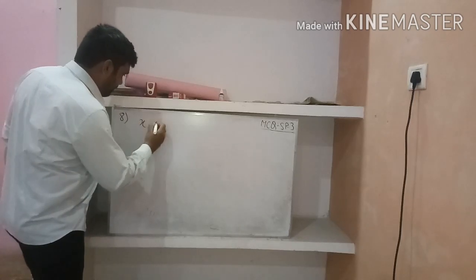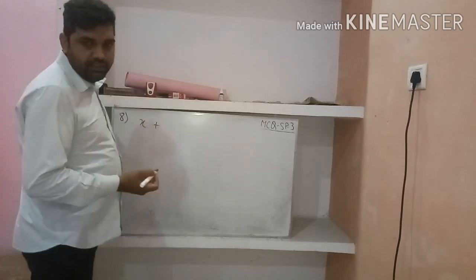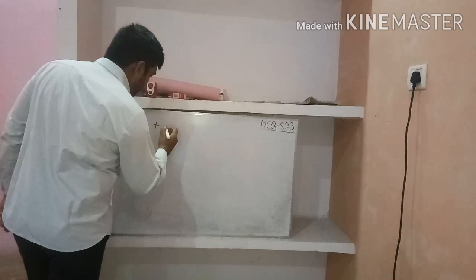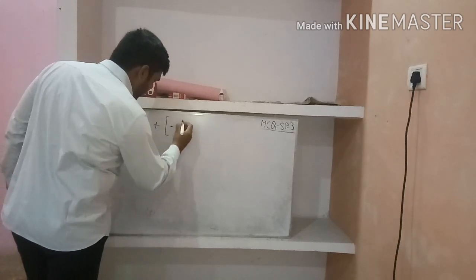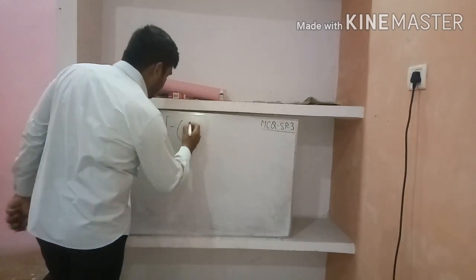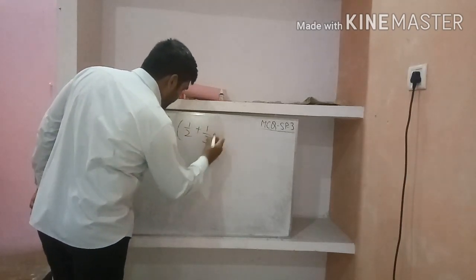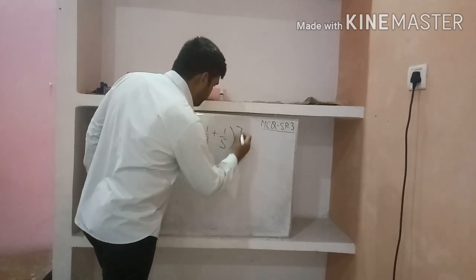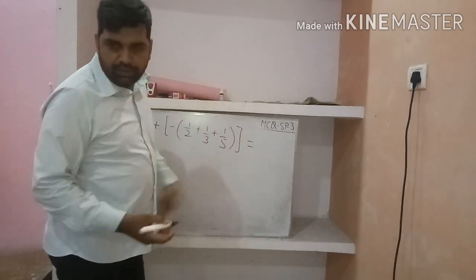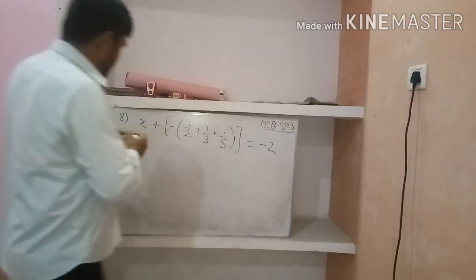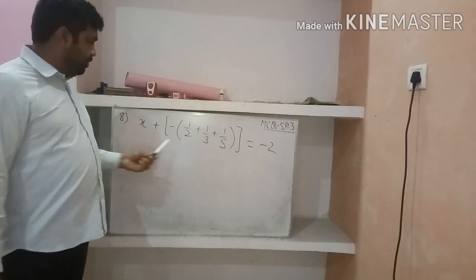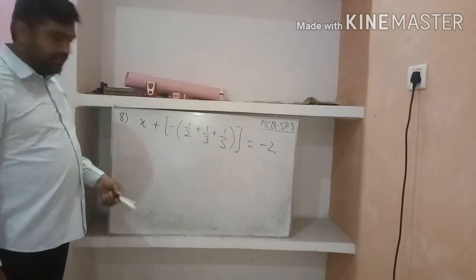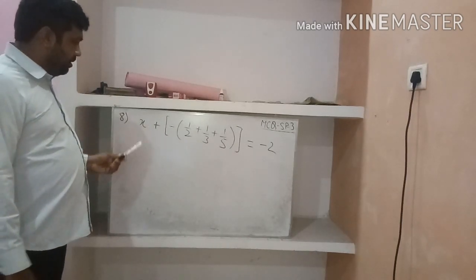So x plus, we are going to add this number x to minus 1 by 2 plus 1 by 3 plus 1 by 5 to get minus 2. So the question is what number should be added to this to get minus 2? We suppose that number is x, and we need to find this number.